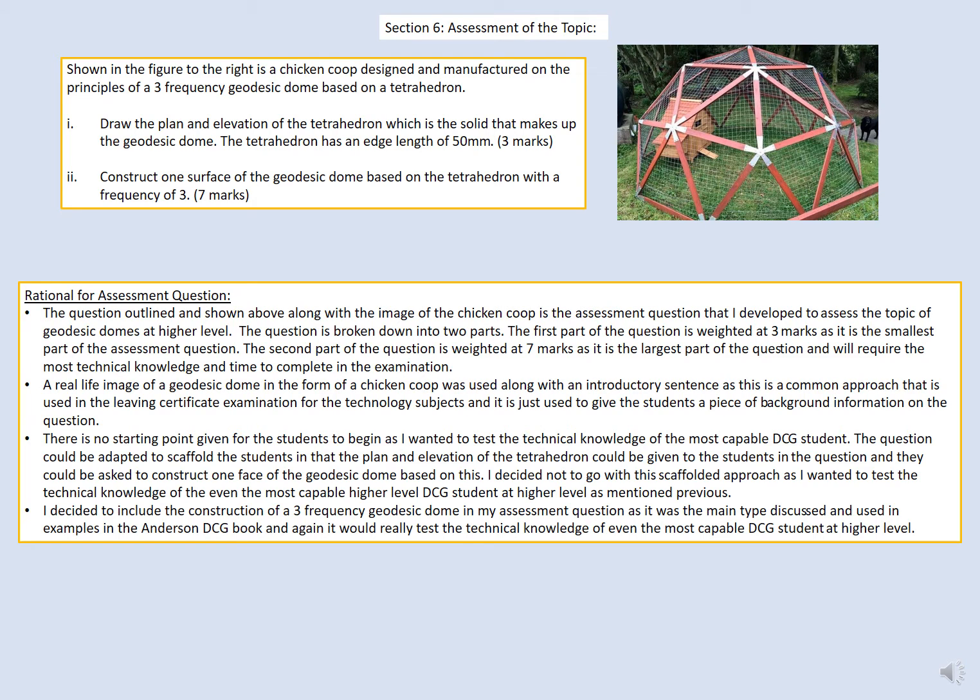My rationale for asking the question like this is basically to challenge even the most capable students at higher level Leaving Cert DCG. I could have also included the plan and elevation of the tetrahedron for the students and just asked them to construct one surface or one face of the geodesic dome, but I decided not to, because I wanted to test, as I say, even the most capable students studying DCG at higher level.